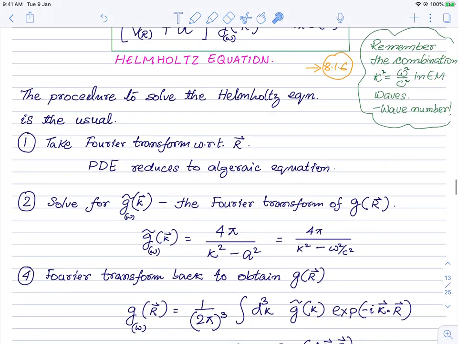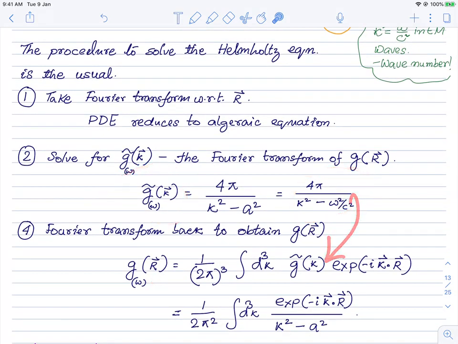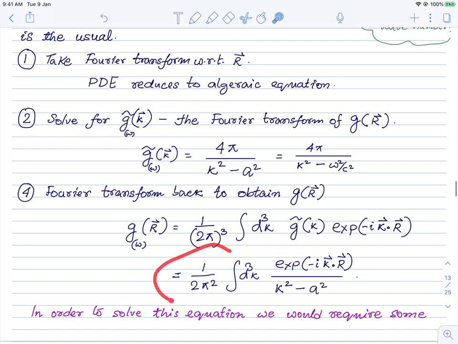Okay, so this is the algebraic solution, and if we want to find g of R, then we just have to plug it back in here and do this integral. We have to find the Fourier transform and then Fourier transform back. That is the prescription. But this integral requires the contour prescription that I mentioned, and you will find this integral solved in the handout that I will give you.